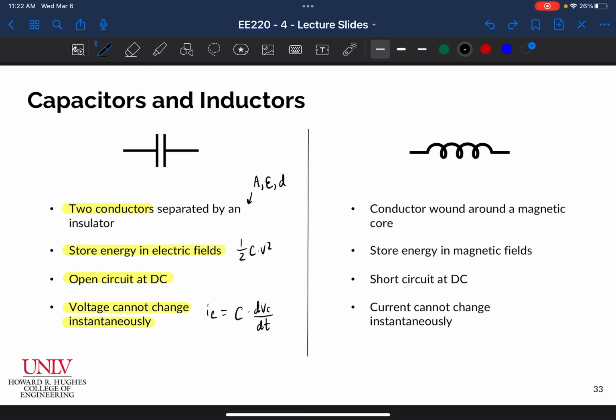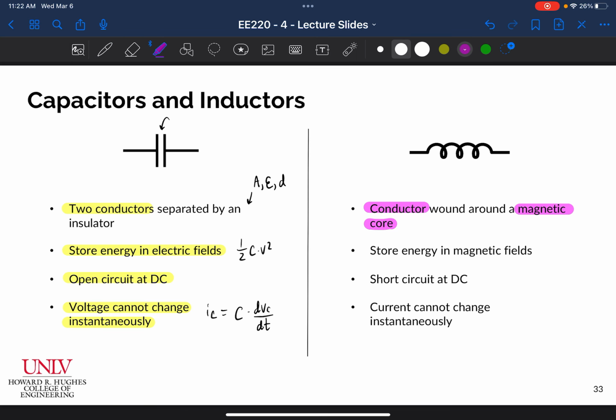All right, and then in terms of inductors, let's pull out a different color highlighter. We have a conductor or some kind of wire that's wound around a magnetic core. Of course, in both cases, the core can be air. It doesn't necessarily need to be a good magnetic material for us to have an inductor. It needs to be a good magnetic material for us to have a good inductor, or a good dielectric material for us to have a good capacitor. But even without the dielectric or the magnetic core, we still have an inductor if we wind it around air, or a capacitor if we have two conductors separated by air.